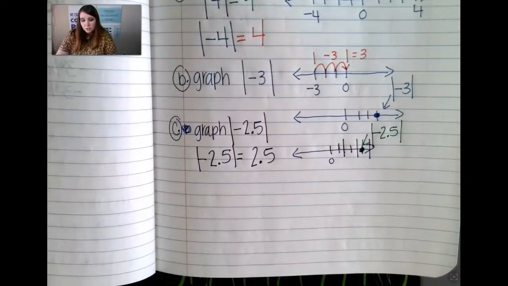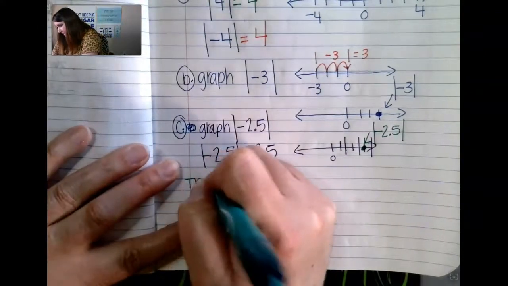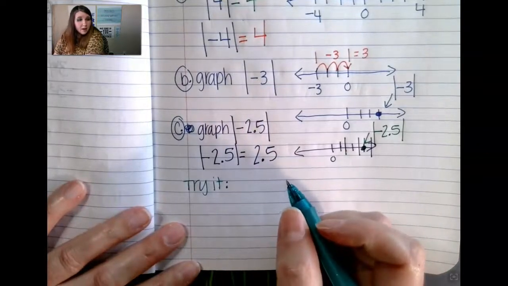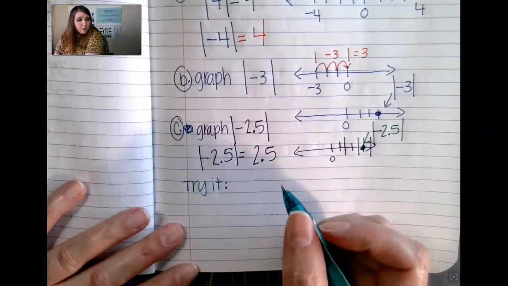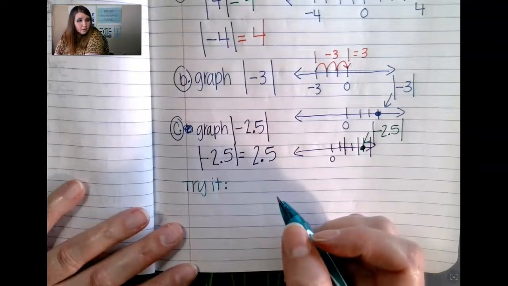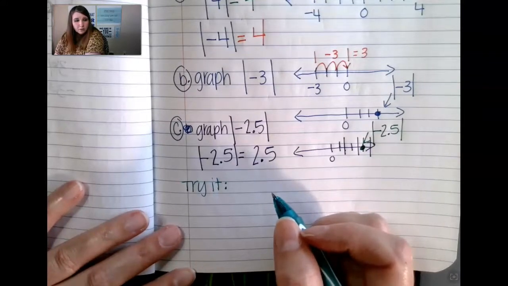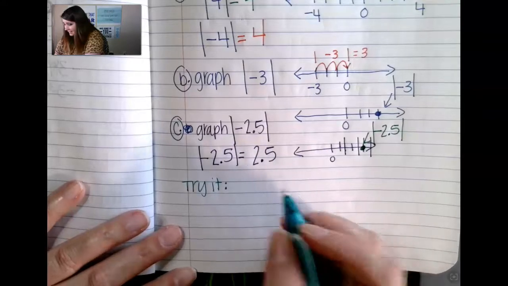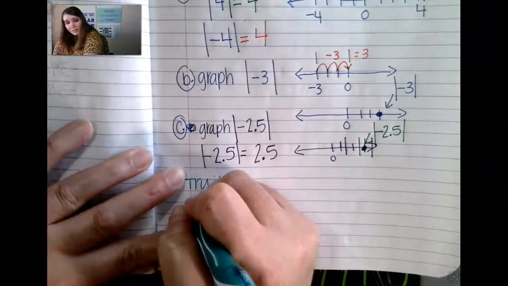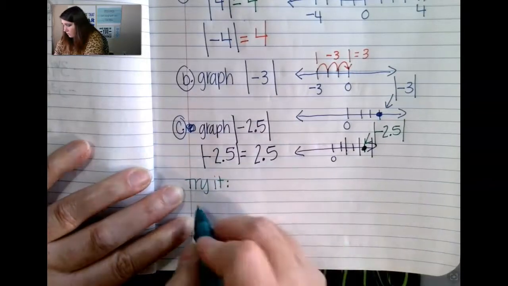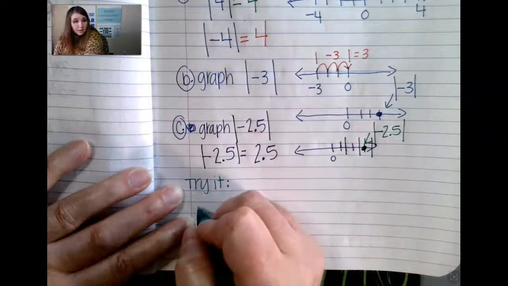All right, it is your turn to do a try it. So I'd like for you to please do a try it. The try it that I would like for you to do is to graph 9 and negative 9. Okay, so I want you to tell me when you graph it which one is bigger.